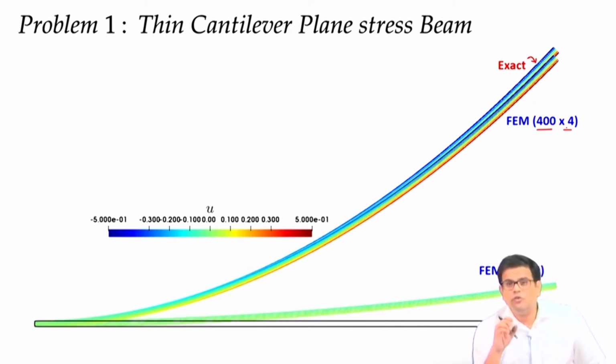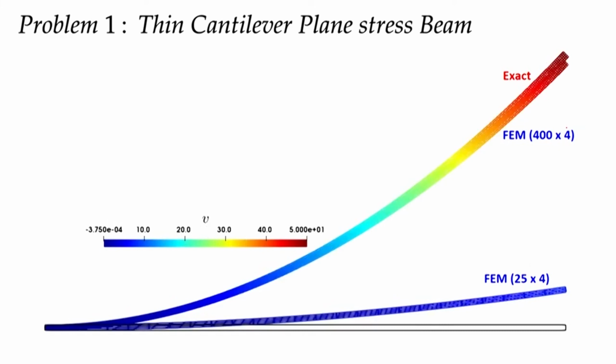But in the volumetric or shear locking part, our objective is how to get the accurate solution with the lower order elements. For instance, this is the V displacement. You see that V displacement is also not matching for 25 cross 4, that is 25 in the length direction and 4 in the height direction of the beam.